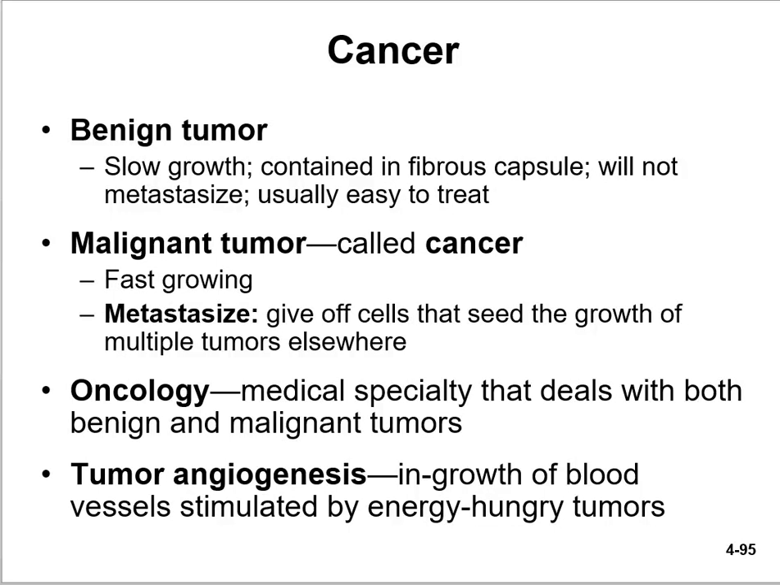A related field to genetics is the study of cancer, or oncology. It deals with both benign and malignant tumors, but only malignancies are called cancer. The word literally means crab. Hippocrates was the first to use that word in that way, upon seeing a breast tumor with a tangle of blood vessels that reminded him of a crab's outstretched legs. Energy-hungry tumors often stimulate such an ingrowth of blood vessels. That's called tumor angiogenesis.